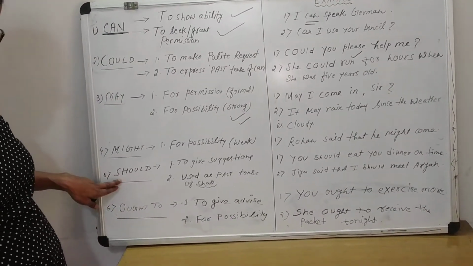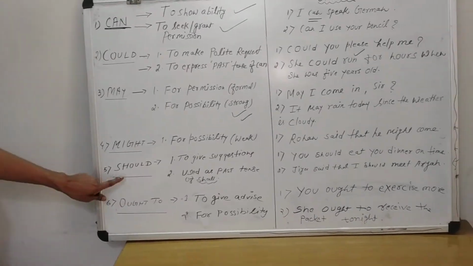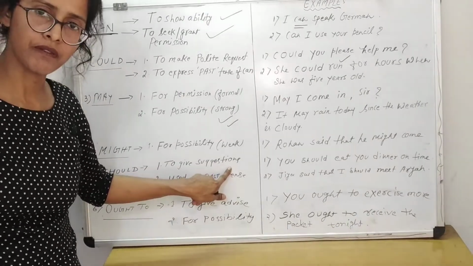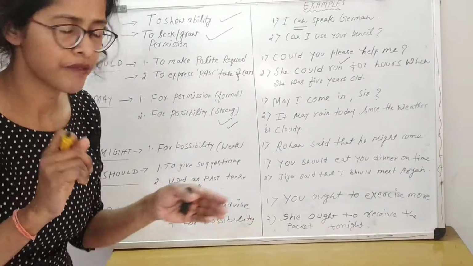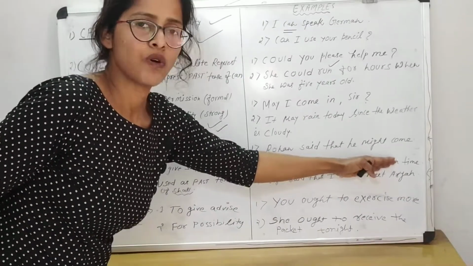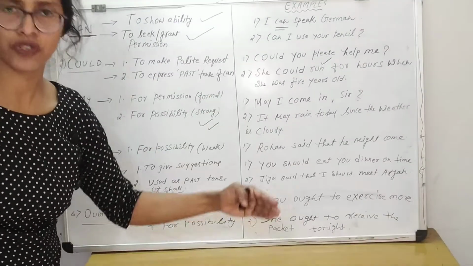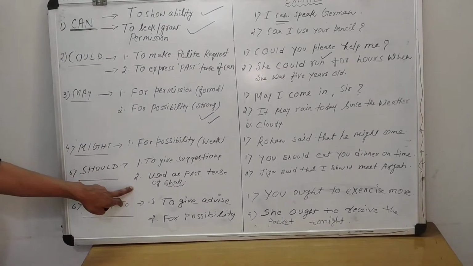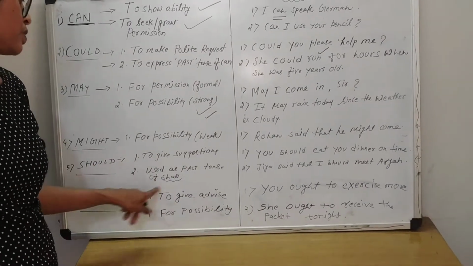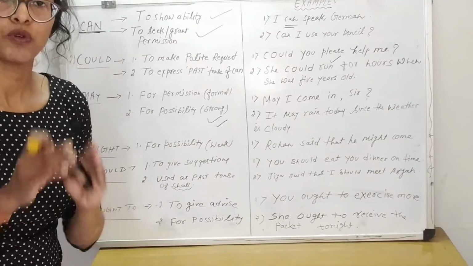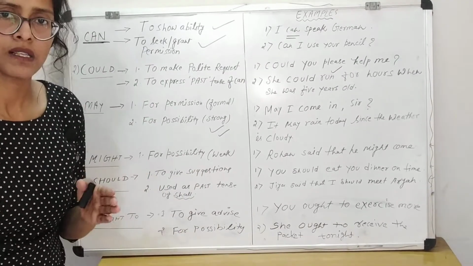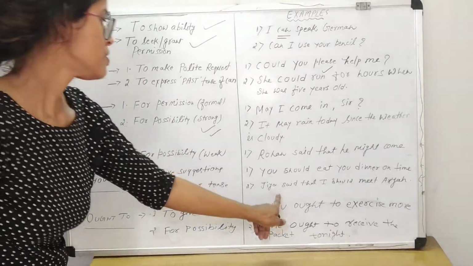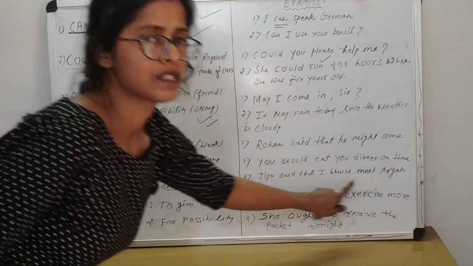Now, come to should. Should can be used to give advice or suggestion. Suppose you have a friend who is not keeping well for some reason, you can advise your friend that you should eat your dinner on time. You are giving advice, you are giving a suggestion to your friend. In that situation, you can use should. Now come to the second point. It can be used as the past tense of shall. Suppose you are making a statement in the past, you have to use shall, but that will be written in the form of should. Jia said that I should meet Arya. That is a past statement.